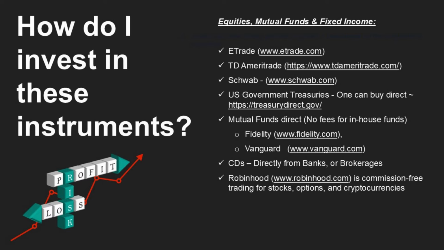If you buy mutual funds or ETFs directly from Vanguard, Fidelity, T. Rowe Price, etc., the transaction cost or commission is free. Certificates of deposits can also be bought directly from banks like Bank of America or Chase Bank.